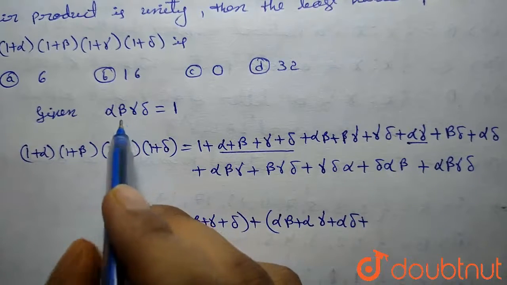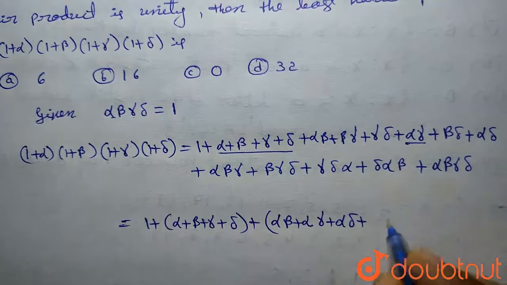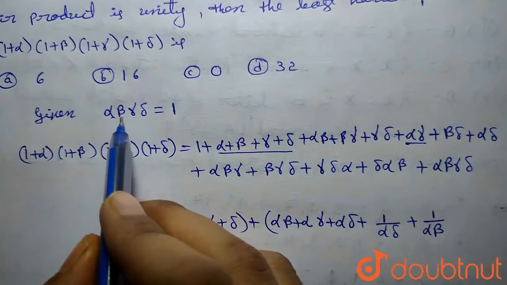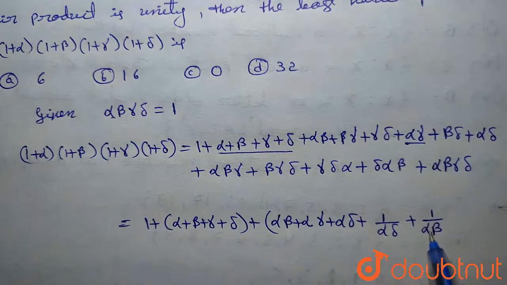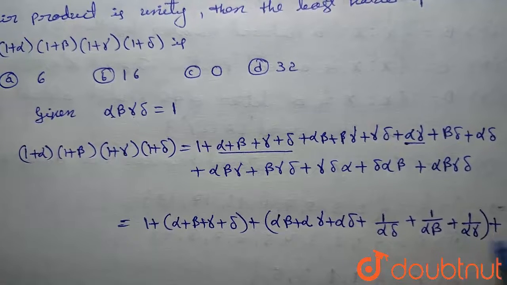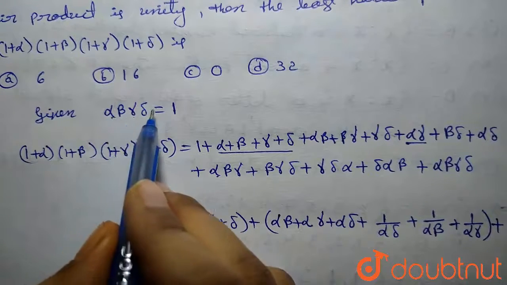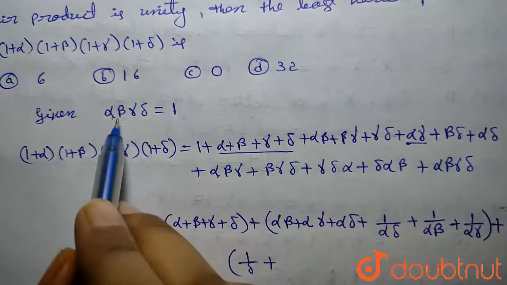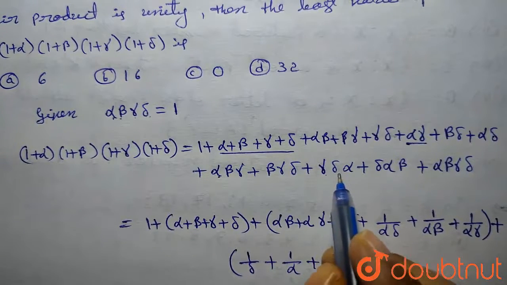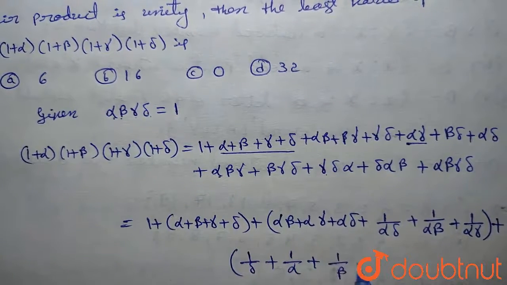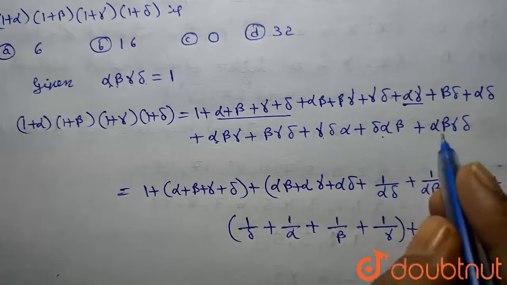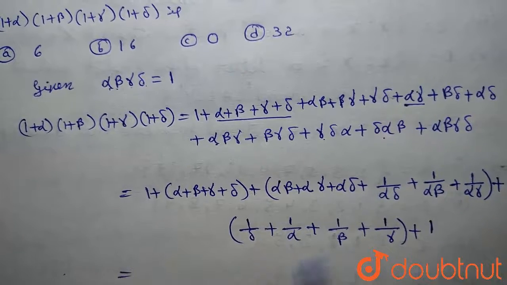Now alpha beta can be written as 1 by gamma delta, and beta gamma can be written as 1 by alpha delta, and so on. With three terms together, alpha beta gamma can be written as 1 by delta, beta gamma delta can be written as 1 by alpha, gamma delta alpha can be written as 1 by beta, and similarly the last one can be written as 1 by gamma. And we already know that alpha beta gamma delta is equal to 1, therefore 1 plus 1 is 2.